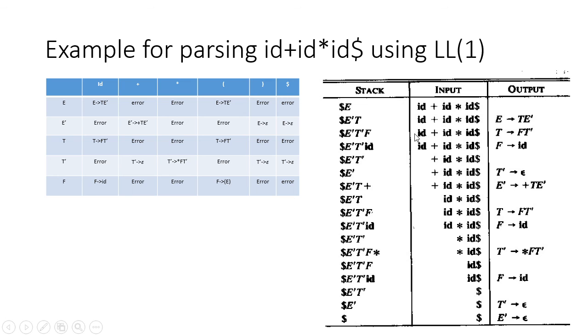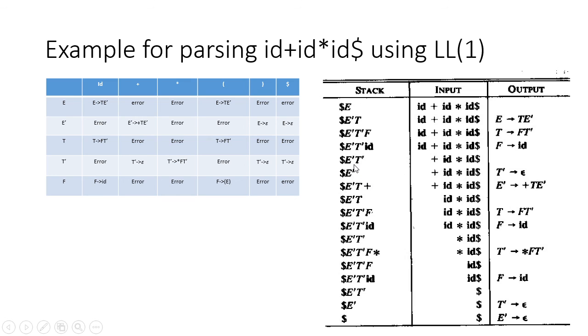You see F with ID, where is the match? F with ID is ID. So we remove F from the stack and put ID in it. And if there's a match, ID with ID, you remove both from the stack. That means we have matched the first character ID. So ID is removed. Again it exposes T dash and it exposes plus. So T dash with plus, what is it? Epsilon.